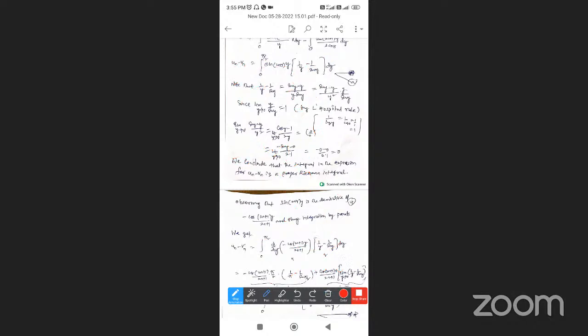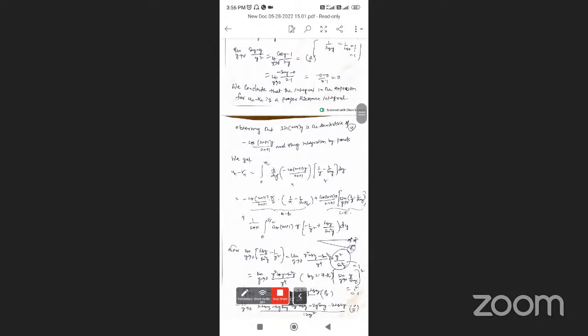We conclude that the integrand in the expression for Un minus Vn is properly Riemann integrable.